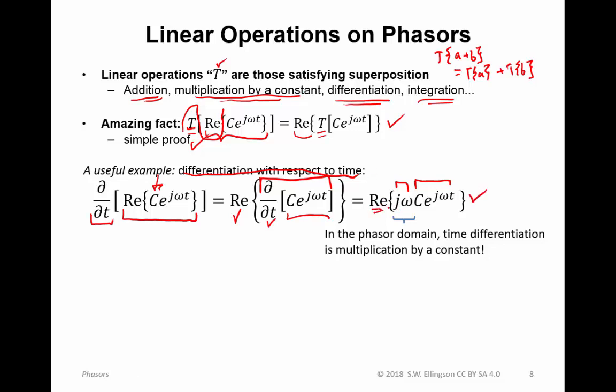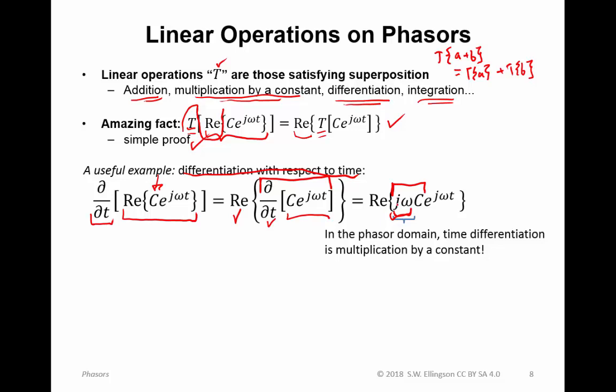We have the real part of some constant times the phase frequency operator, which has that frequency that we've assumed and suppressed. So what we have here is a phasor. And what we have found is that in the phasor domain, time differentiation is simply multiplication by a constant, simply multiplication by j omega. Let me say that another way. Differentiation by time in the time domain is the same as multiplication by j omega in the phasor domain.